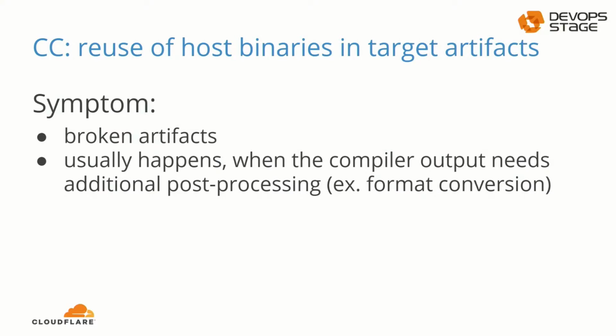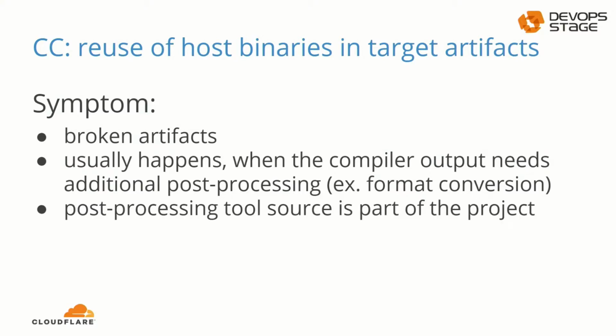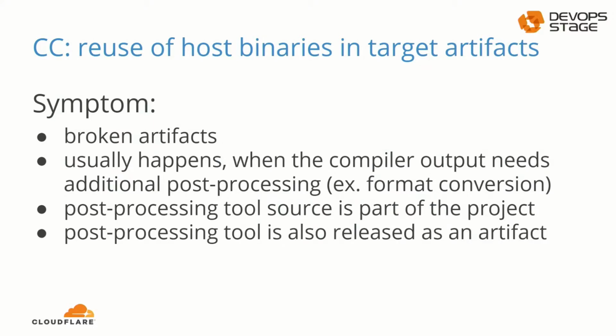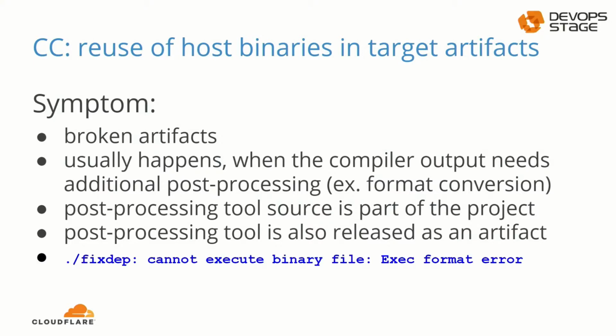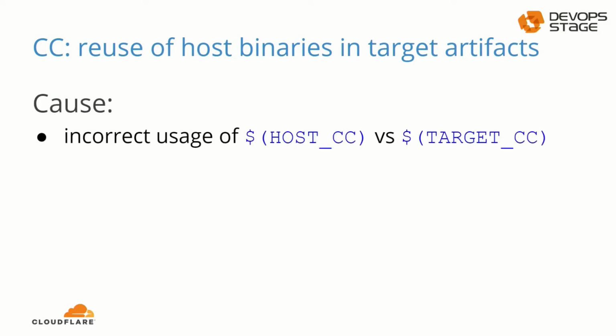Again, as in the previous case, it usually happens when the compiler output needs additional post-processing tools. These post-processing tools are included in the source as part of the project, but they are also released as an artifact. So you need these tools both during the build, and you also need to release them as a final artifact. Finally, when you release those artifacts, you will get an error saying something like: cannot execute binary file, exec format error.